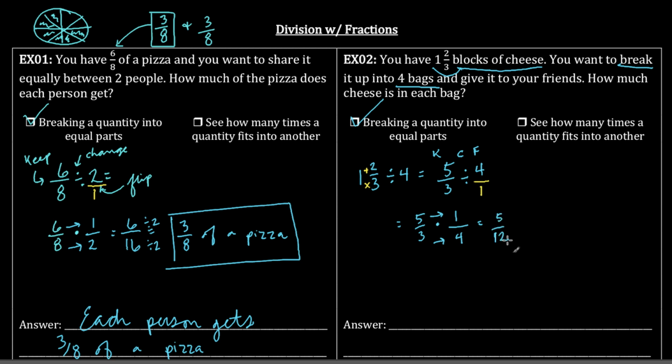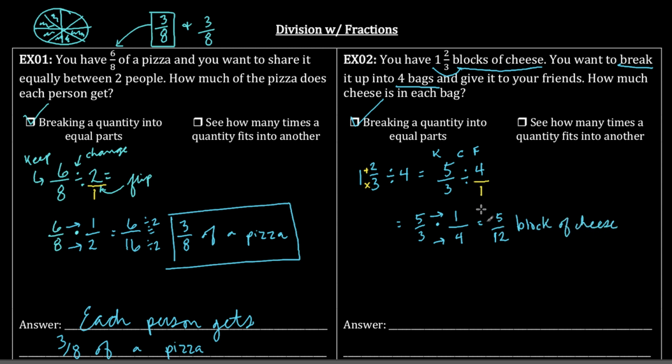If you look, there's no common divisor of 5 and 12. There's no number that goes into 5 and 12 besides 1, cleanly, we'll say. So let's write our unit of measurements. How much cheese in each bag? So 5/12. We're talking about blocks of cheese. 5/12 block of cheese.